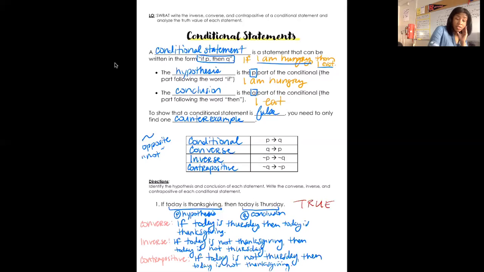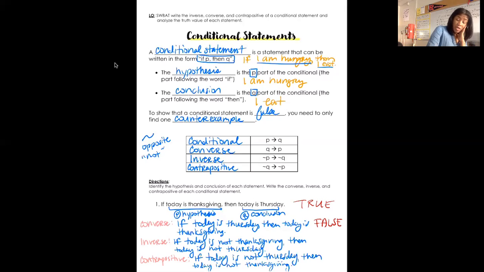The converse, if today is Thursday, then today is Thanksgiving. That's easy to come up with the counterexample for. For example, 2 days from now would be December 10th. That would be a Thursday, but that is not Thanksgiving. So we're going to say that that is false. The converse is false. Not every Thursday is Thanksgiving.